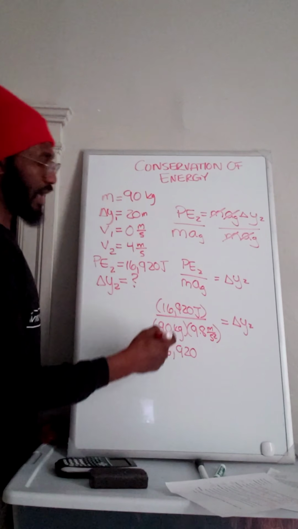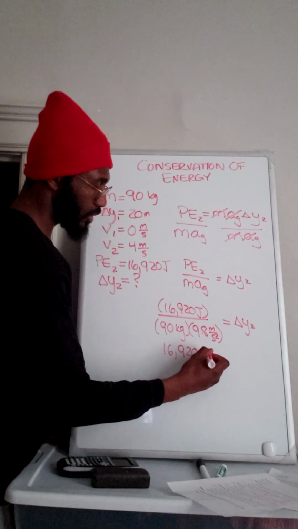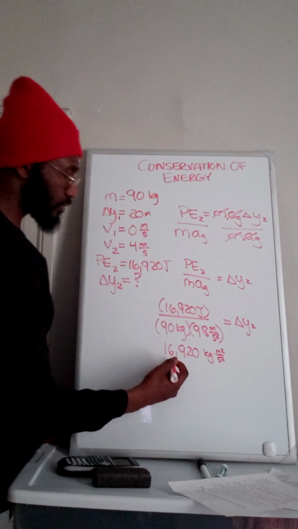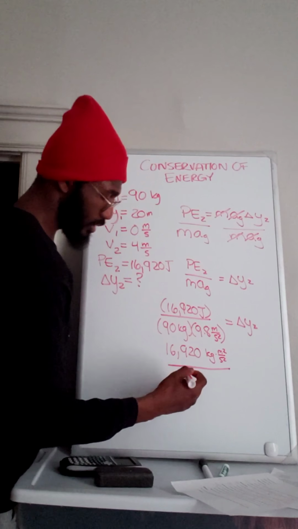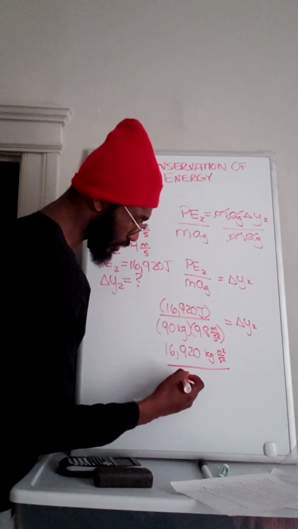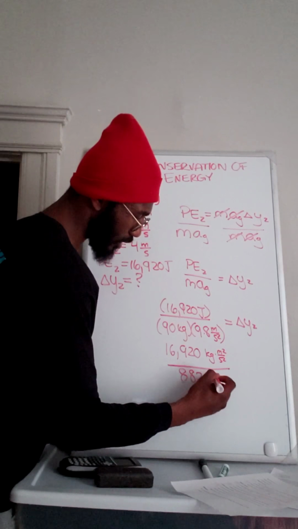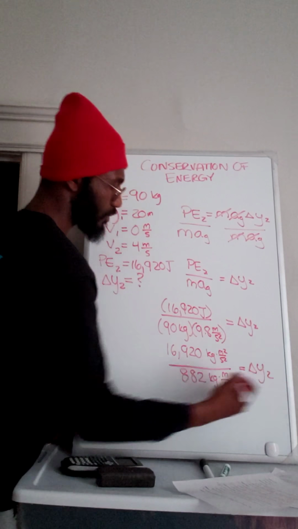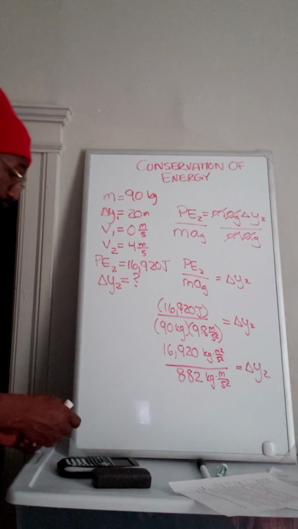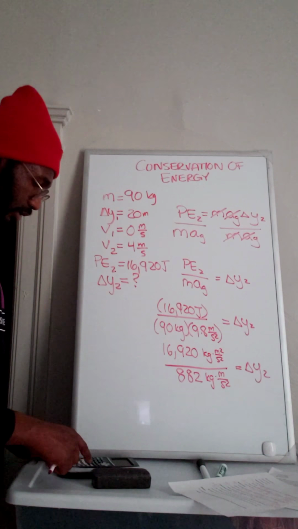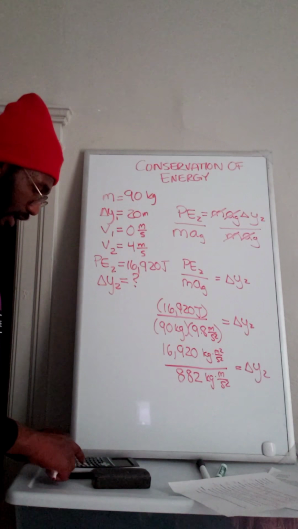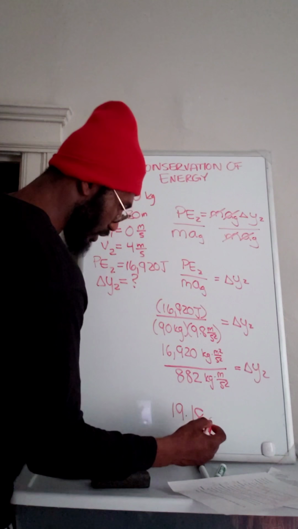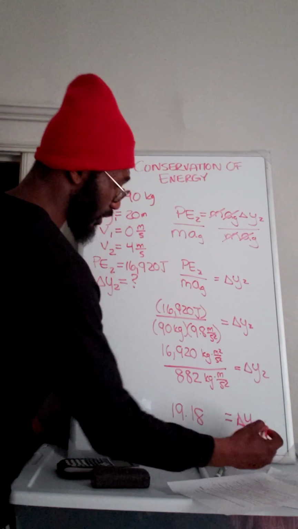So we've got 16,920 joules. And I'm actually going to split up this joules into kilogram times meters squared over second squared. And that's going to be divided by, this came out to 882 kilograms times meters per second squared. That equals delta y2. So let's figure out what the final number is going to be. That's 16,920 divided by 882, and that equals 19.18. But we still need our units.